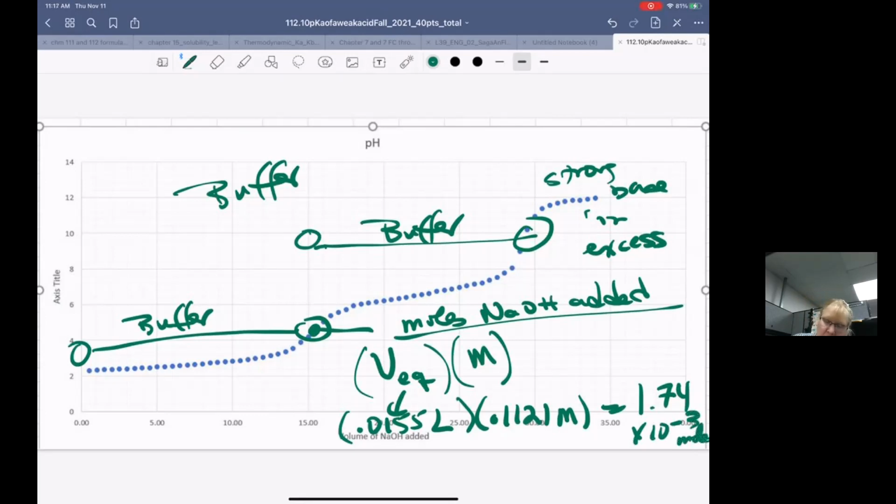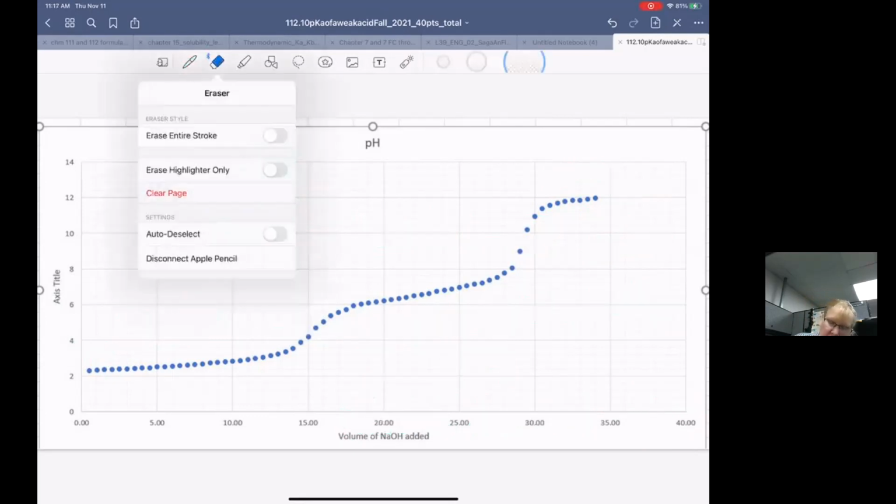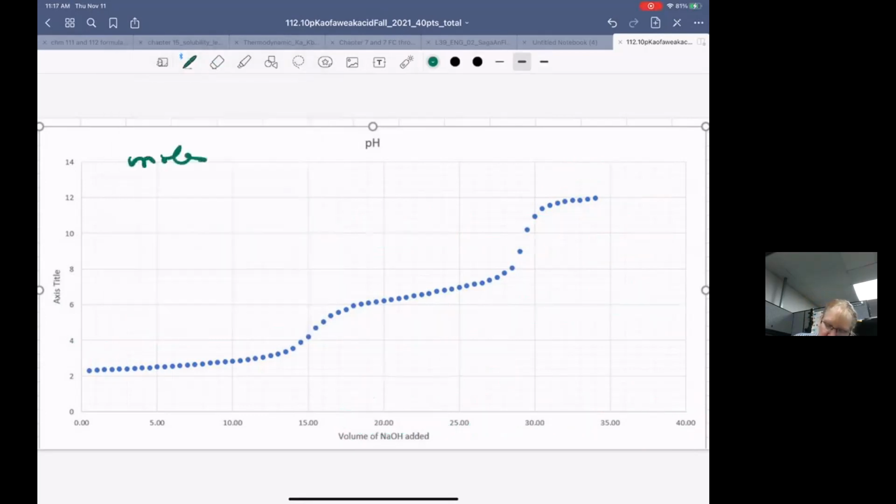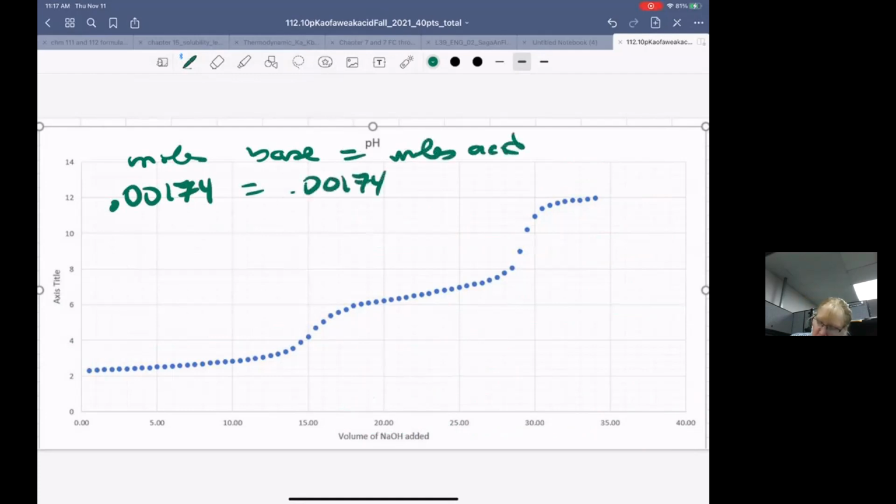We know at the equivalence point that the moles of the base, which is 0.00174 moles, is equal to the moles of the acid. So 0.00174 mole of the acid.